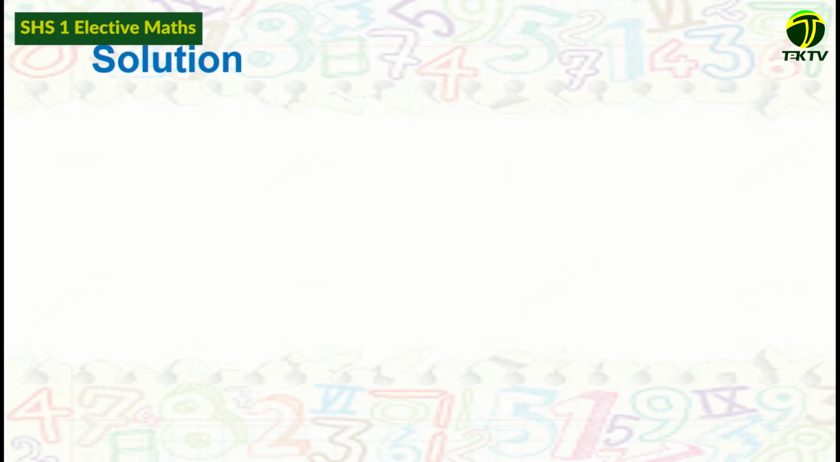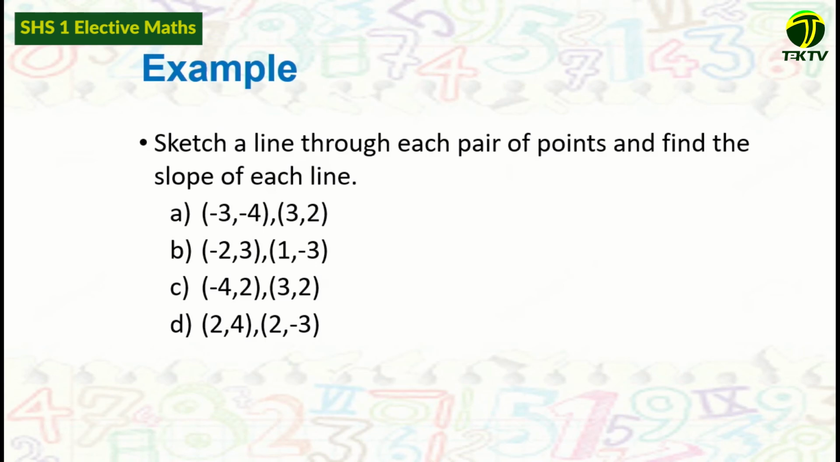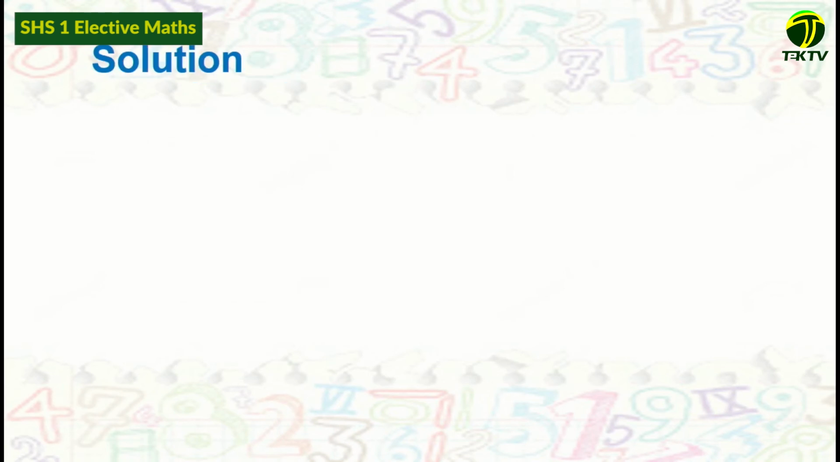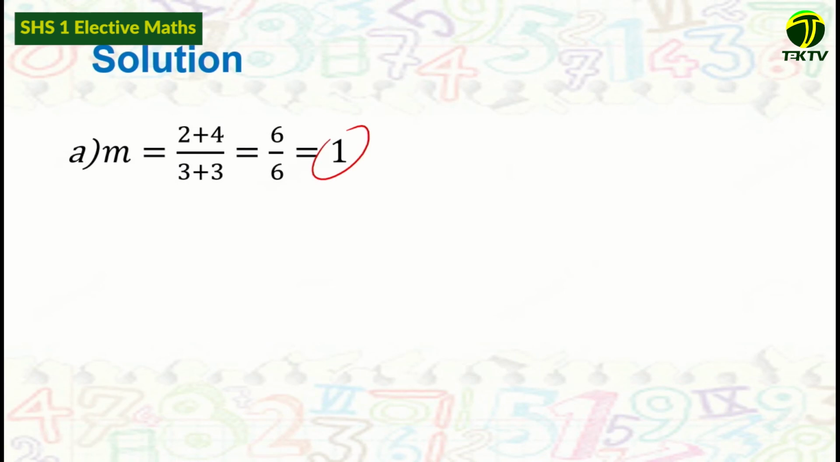Gradient is equal to y2 minus y1 out of x2 minus x1. So by substitution, for the first one, A, x1 is -3, y1 is -4, x2 is 3, y2 is also 2. So by substitution, you have 2 plus 4 out of 3 plus 3. That will give you 6/6, and the final answer will be equal to 1. So the gradient between A and B from the example will be 1.